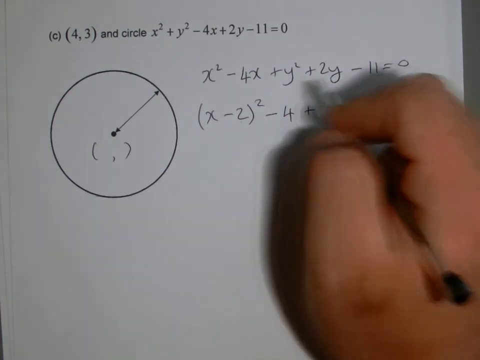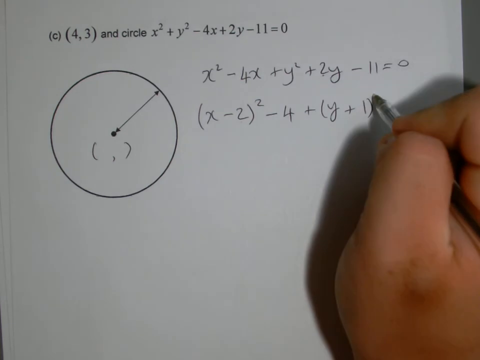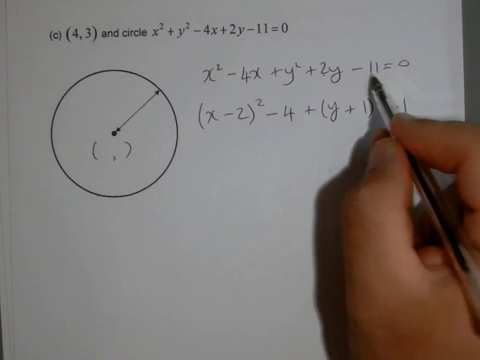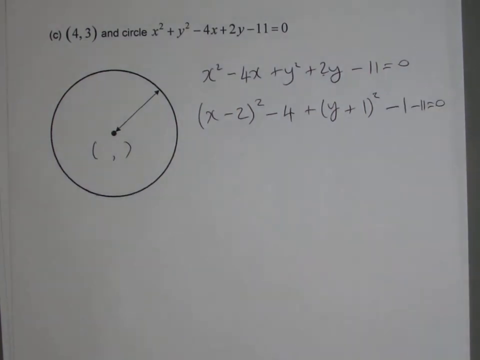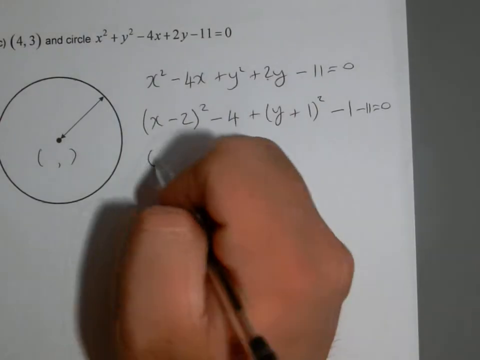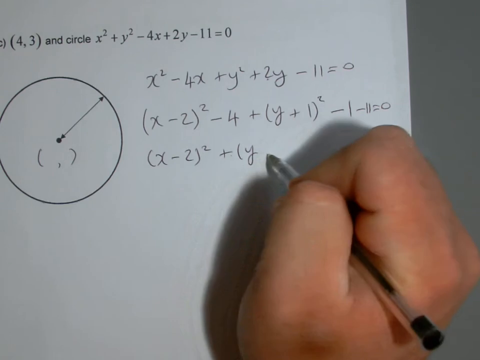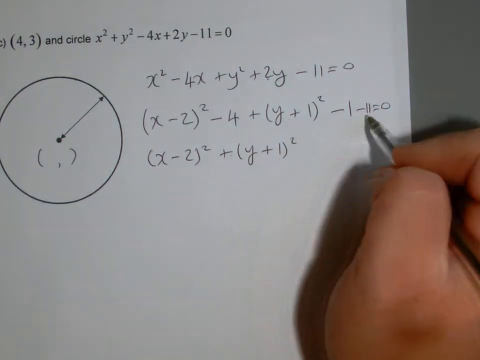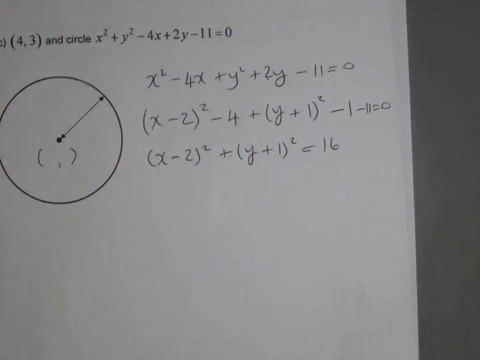And then let's complete the square here. So y, halve that is 1, positive 1. Take away then the square of this, which is 1. And then don't forget there's 11 at the end, and so take away the 11, which will equal 0. Okay, so you get (x minus 2) all squared plus (y plus 1) all squared, and then negative 4 minus 1 minus 11 is minus 16. So take it over to the side, you get that, right?